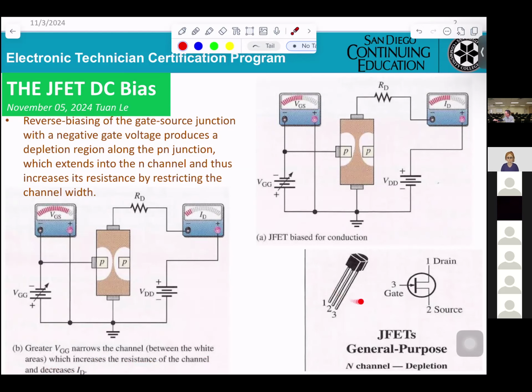And this is the IC in the lab. They are telling you which pin will be the gate, the drain, or the source. So basically in this case, you can see the VGS will control the channel, making the channel wider or narrower. That will tell you more or less of the current ID flowing from the drain to the source.